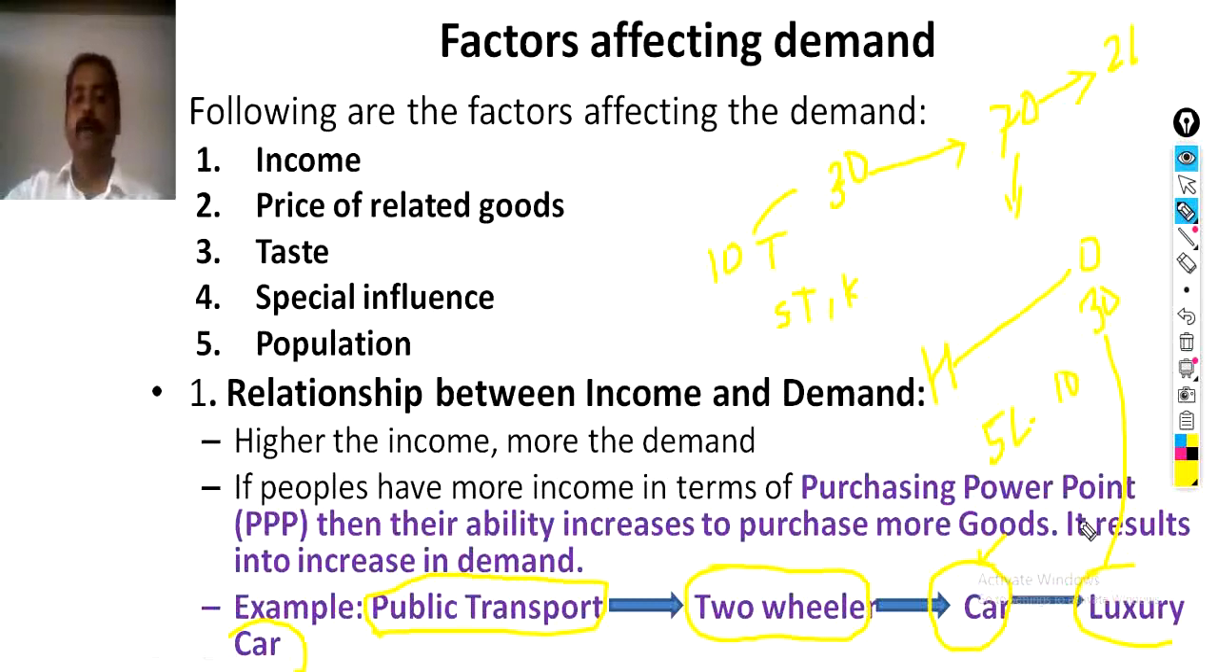Why did it happen? It happened only because when your income increases, that is, higher the income, more the demand. Now, when income increases, what happens? When income increases, the purchasing power parity, not point. So here, PPP, that is purchasing power parity, or we can say the ability of a person to purchase more goods, increases. So the ability of a person to purchase more goods increases. So it results in an increase in demand.